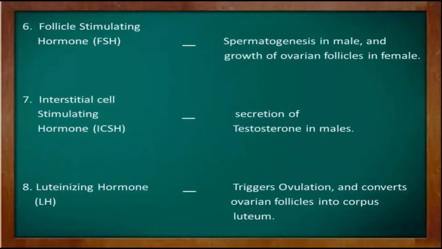TSH, ACTH, everything over. Then the sixth one is follicle stimulating hormone or FSH. Spermatogenesis in male and growth of ovarian follicles in female. In male, it stimulates the germinal epithelium of the testis for formation of sperms. It induces the testis for the production of sperms. In female, it initiates the growth of ovarian follicles and its development in the ovary.